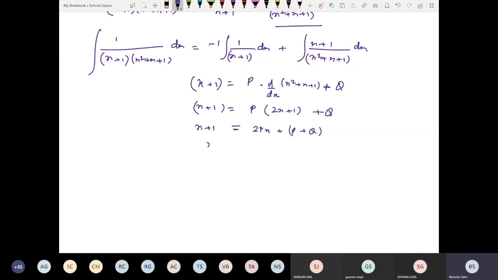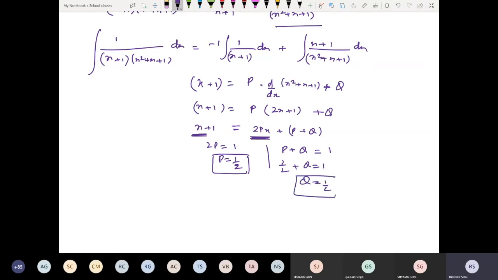Okay. So what to do? Just comparing the coefficient on both sides. Here the coefficient of x is 1, here it is 2p. So 2p equals to 1. And the constant term is p plus q, and here it is 1. So p plus q equals to 1. Here p is 1 by 2. Now put it here 1 by 2. Find q is again 1 by 2.